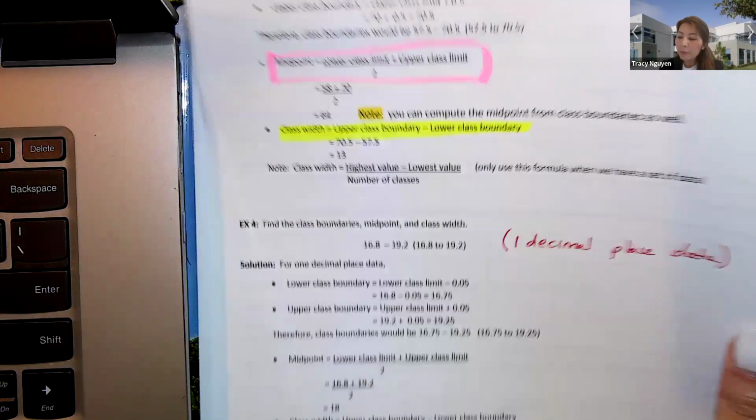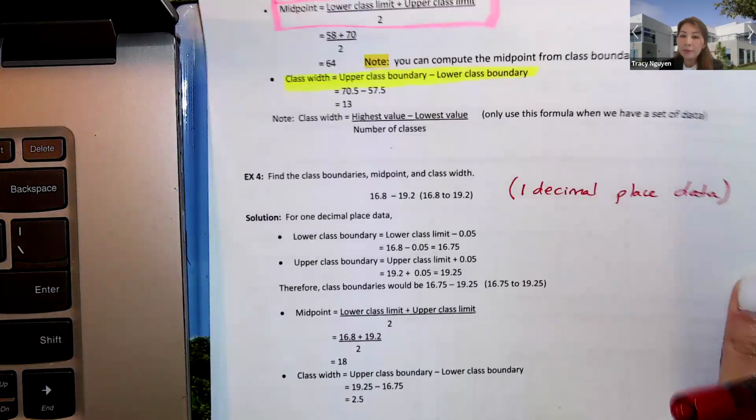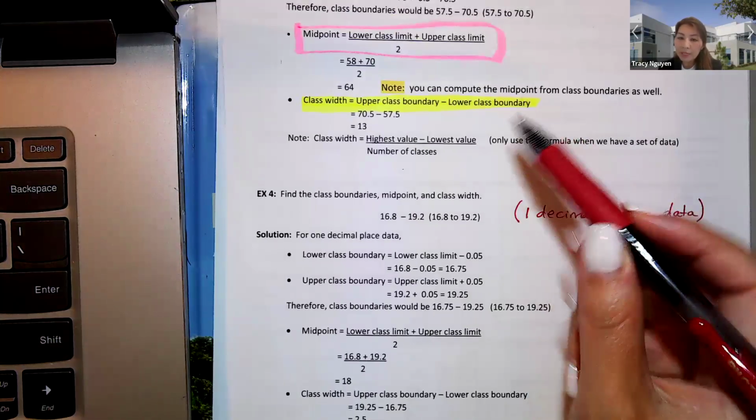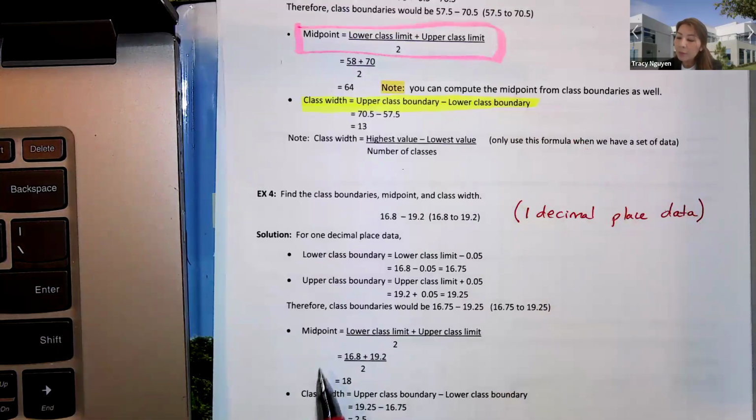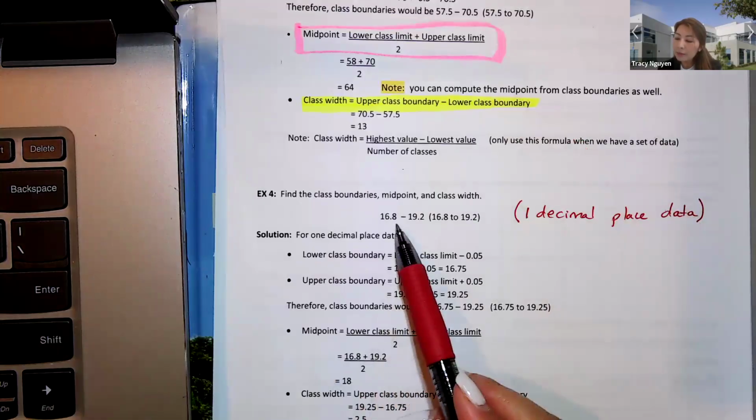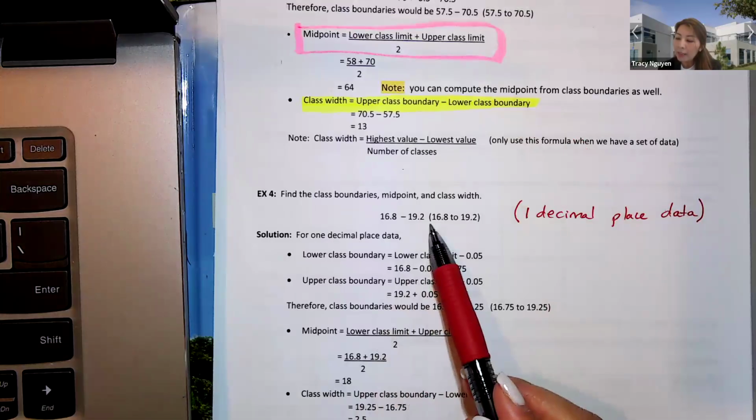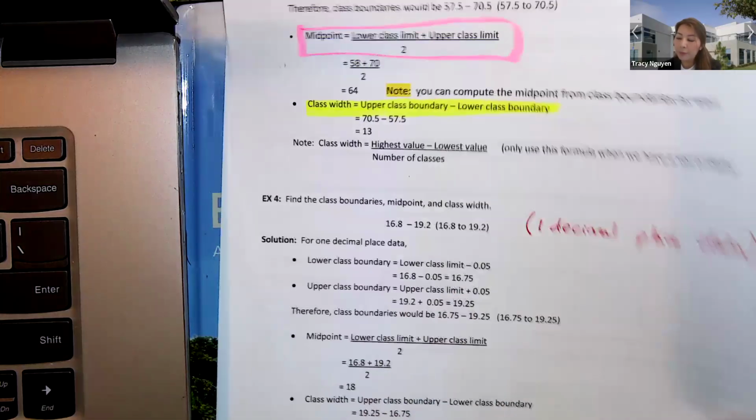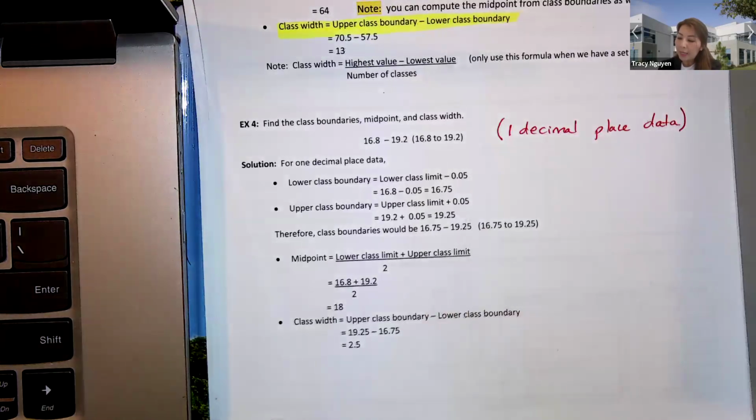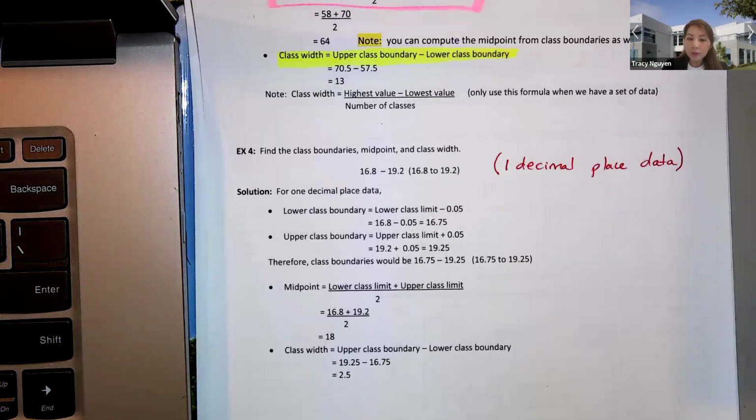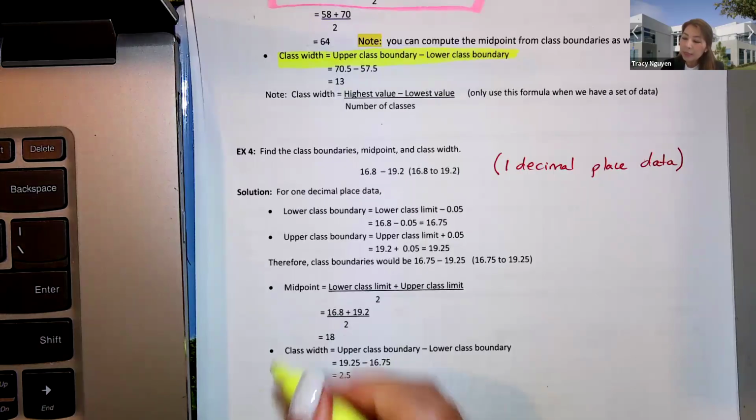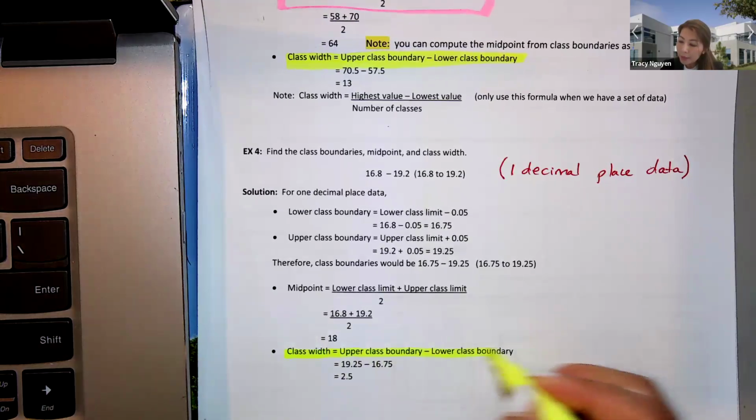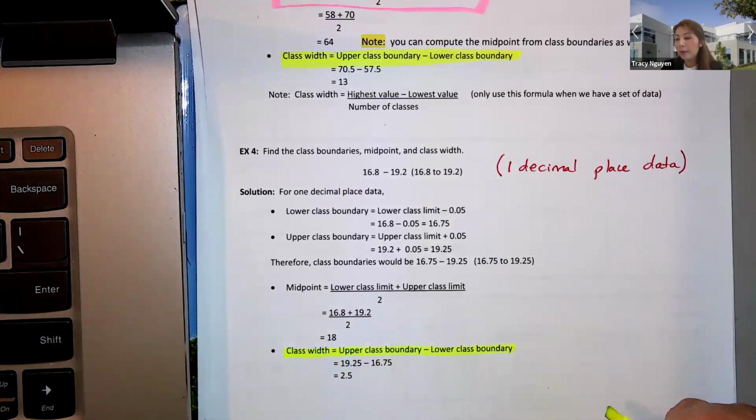Then for the midpoint and the class width, very much the same as what we did in example 3. Midpoint, you take the lower class limit of 16.8, add it with the upper class limit of 19.2, divide it by 2. Class width, and again, what to do to get the class width? You take the upper class boundary minus the lower class boundary.